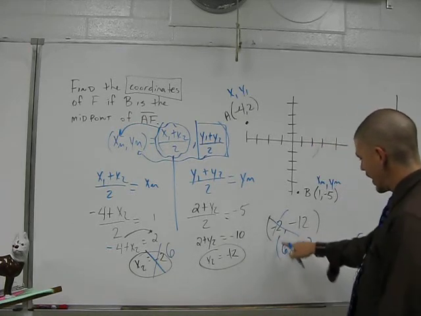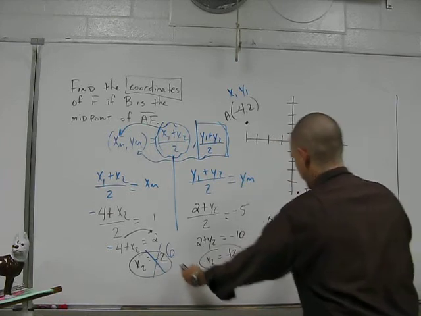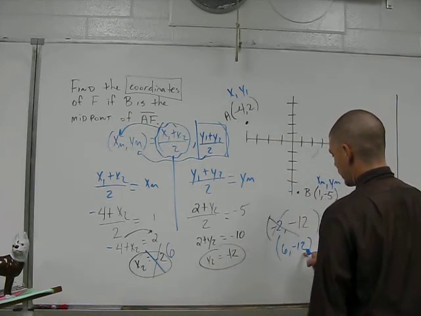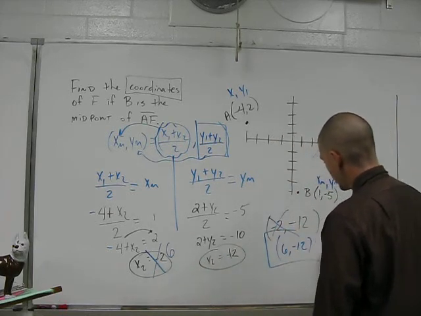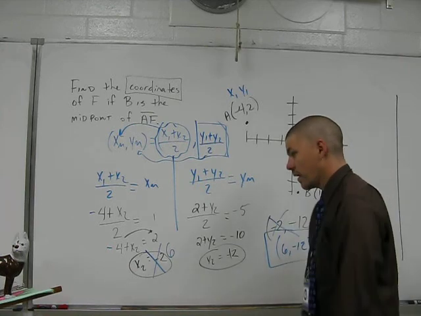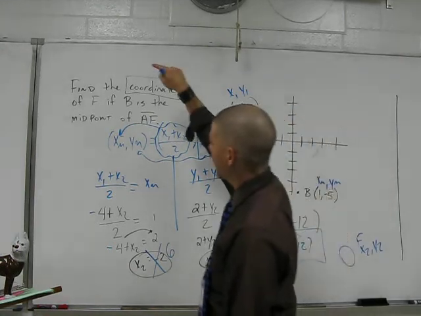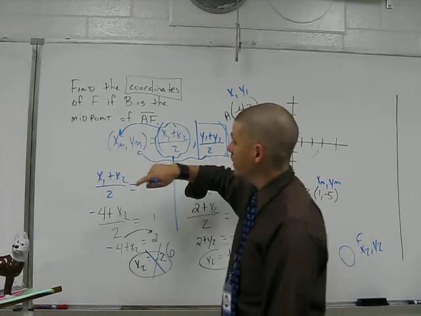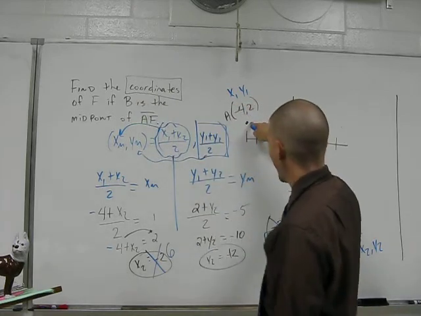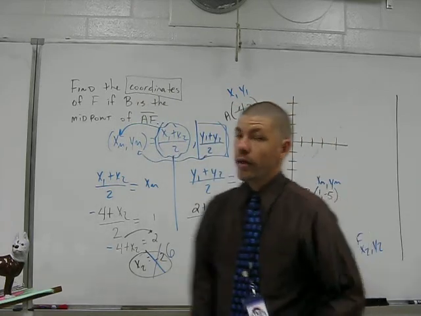So, what am I doing? Okay, so X2 is 6 and Y2 is a negative 12. So that is my answer. 6, negative 12. That is how you find the endpoint when you are given an endpoint and the midpoint. Thank you very much.